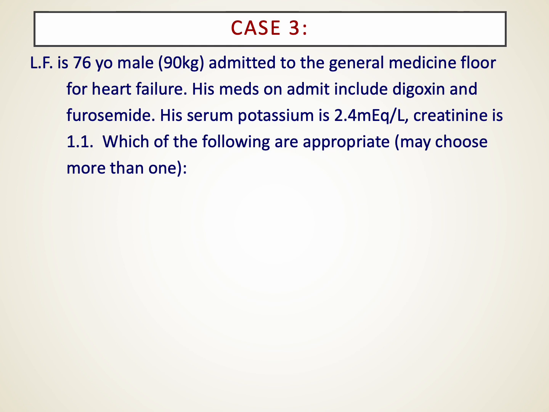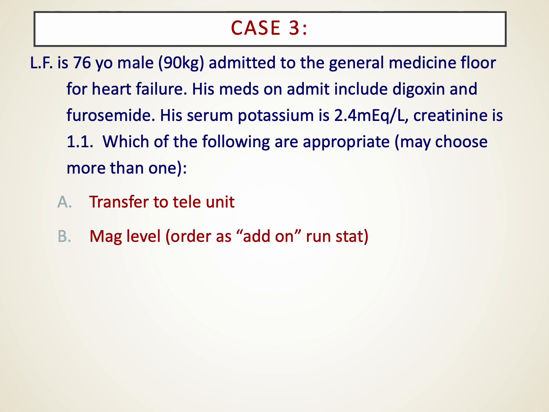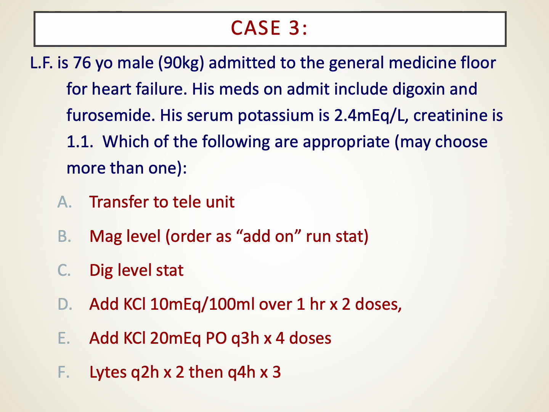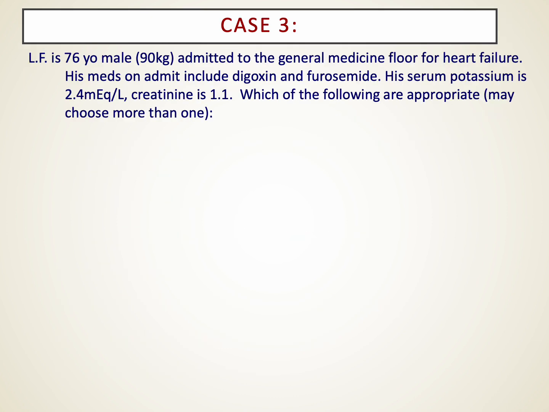And let's go through a number of them. Transfer him to a tele unit, order a mag level, get a dig level, add potassium IV, add potassium oral, get electrolytes. Which of those would you like to do? Okay, so as we think about this, let's go through them one by one. Transfer him to tele, yes, we want to do that. He's got a low potassium, he's on dig, we're risking ventricular arrhythmias with him, so tele makes sense.